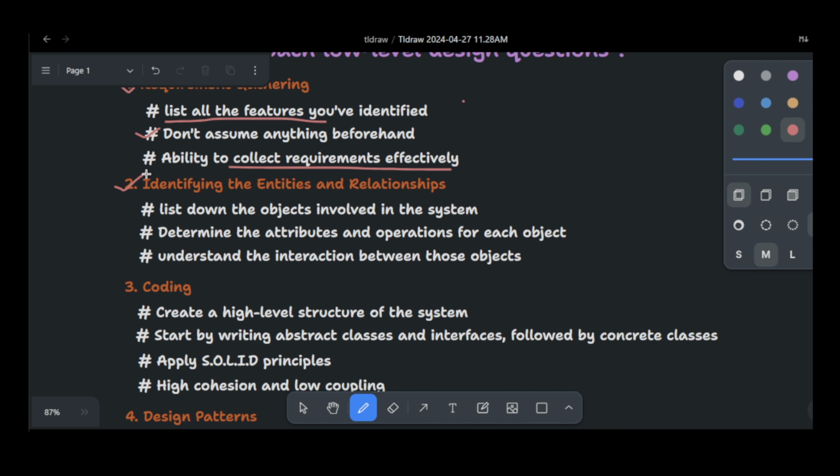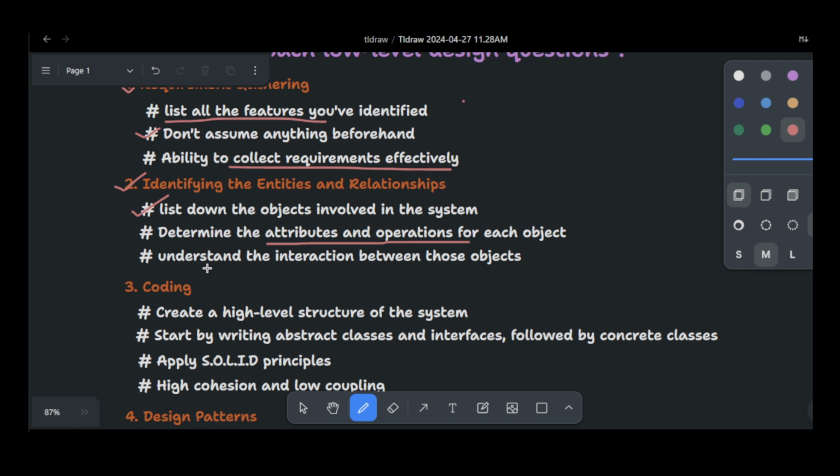Second step is identifying the entities and relationships. In this step, you will list down the objects involved in the system. For example, if you're designing a snake and ladder game, potential objects could include player, board, dice, game, etc. Once you have all your objects, the next step is to determine the attributes and the operations for each object. Every object has properties and methods that allow it to fulfill its role in the system. Recognizing this can help you create your classes.